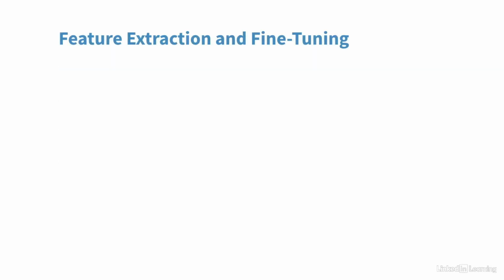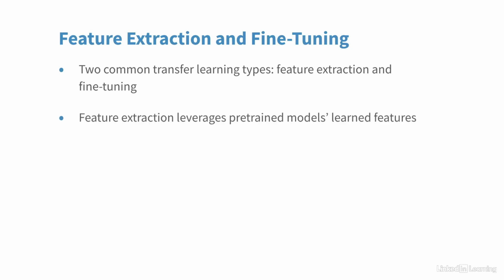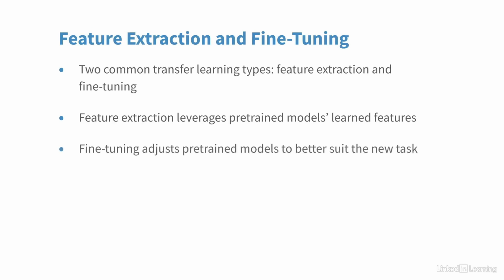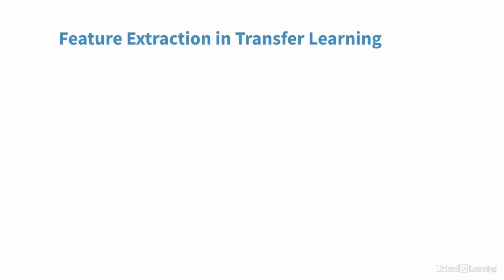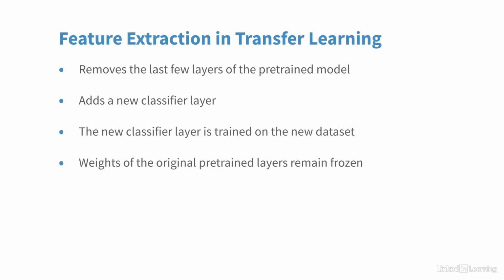In image classification, there are two common types of transfer learning: feature extraction and fine-tuning. Feature extraction is leveraging the pre-trained model's learned features, and fine-tuning is then adjusting the pre-trained model's weights to better suit the new task. In feature extraction, you remove the last few layers of the pre-trained model and add a new classification layer. You then train the new classification layer on your new dataset while keeping the weights of the original pre-trained model frozen.